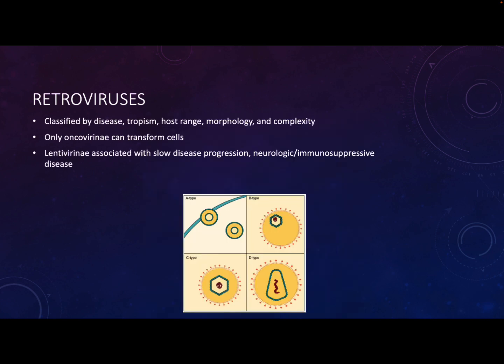So when we classify them, we talk about the idea of what type of disease do they cause, what is their tissue tropism, what is their host range, morphology, how complex are they? The same things we use to classify every virus. Of the retroviruses, only those that fit in this oncovirinae group are the ones that transform cells and can cause cancer. But the lentiviruses, that's going to be the most common retrovirus we have in people that's associated with the slow disease progression and neurologic and immunosuppressive disease.